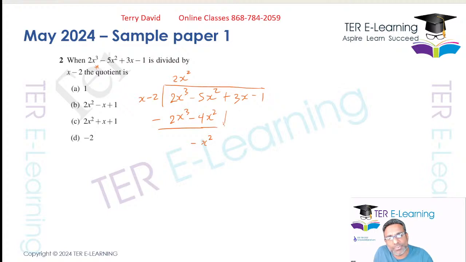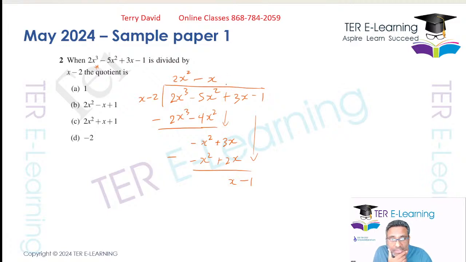Next thing we're going to do in this process is to bring down this plus 3x. So what's going to be on top here is minus x. In this case, minus x now has to be multiplied by x minus 2. So this is going to be minus x squared plus 2x. Next step in this process is to subtract. Minus x squared minus minus x squared will give me 0, and then 3x minus 2x is going to give me x. Next thing we do, we bring down this minus 1 here.